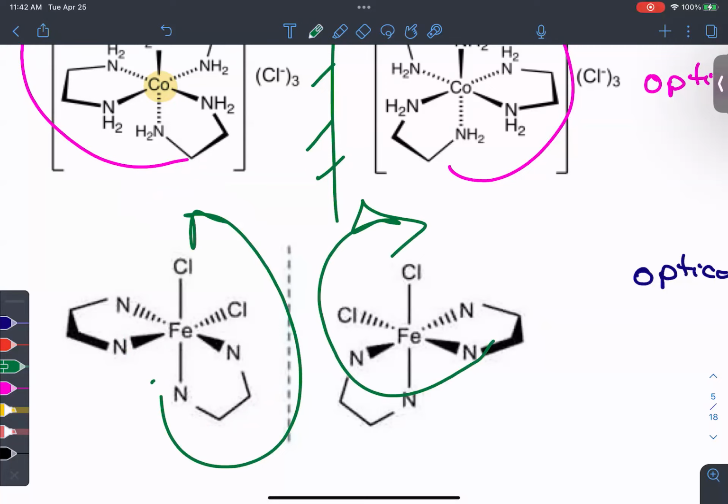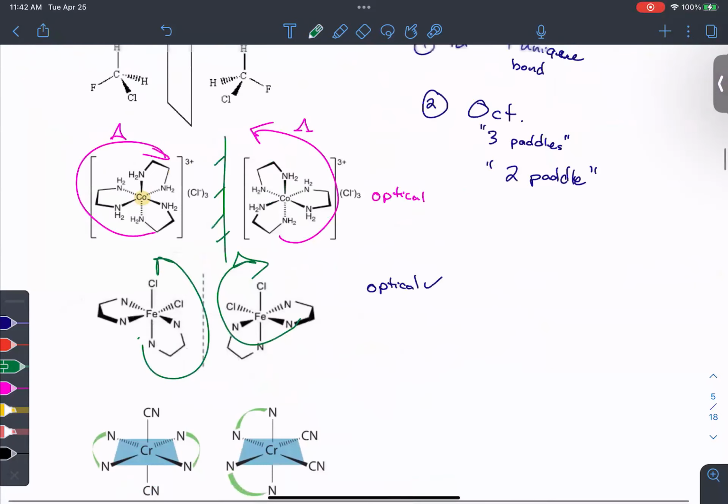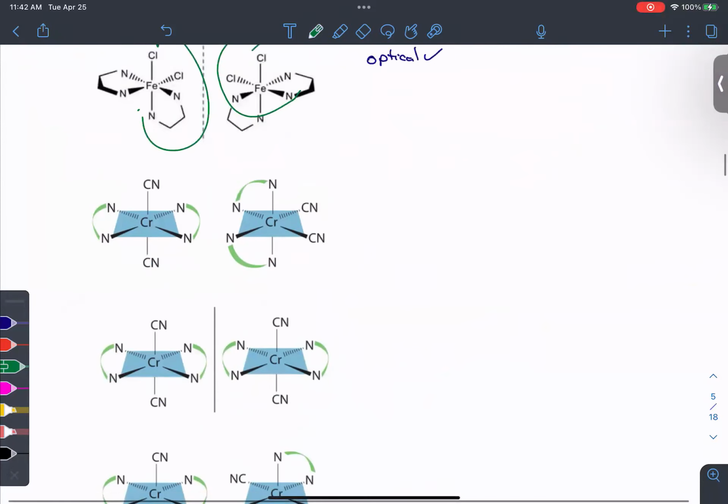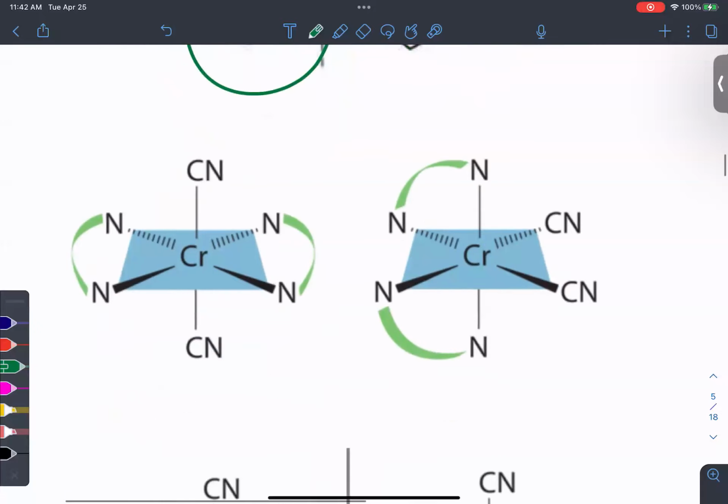It doesn't matter. As long as you know that an octahedron with 3 or 2 paddles will always make an optical isomer. But those 2 paddles need to be cis to one another. And I'll show you an example right here. These 2. Because look, we have 2 paddles, right? 2 paddles. You agree with me?